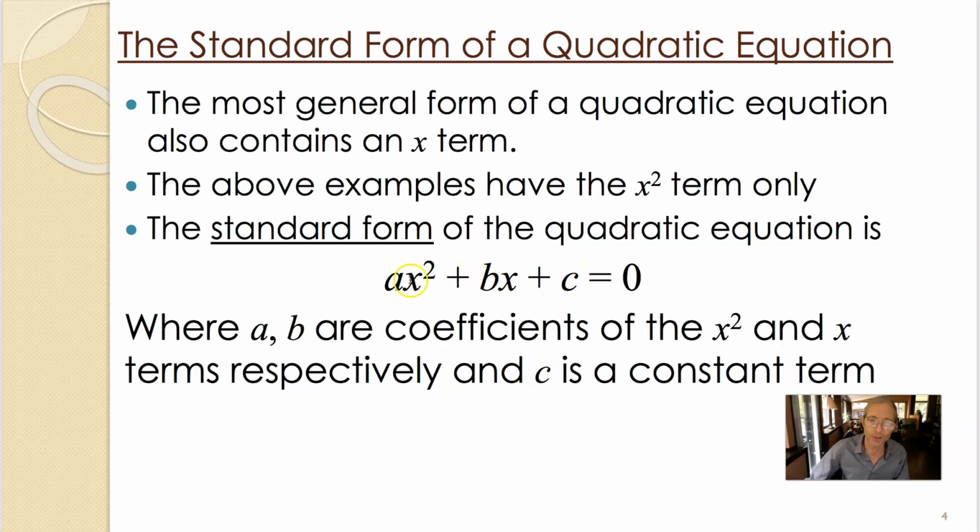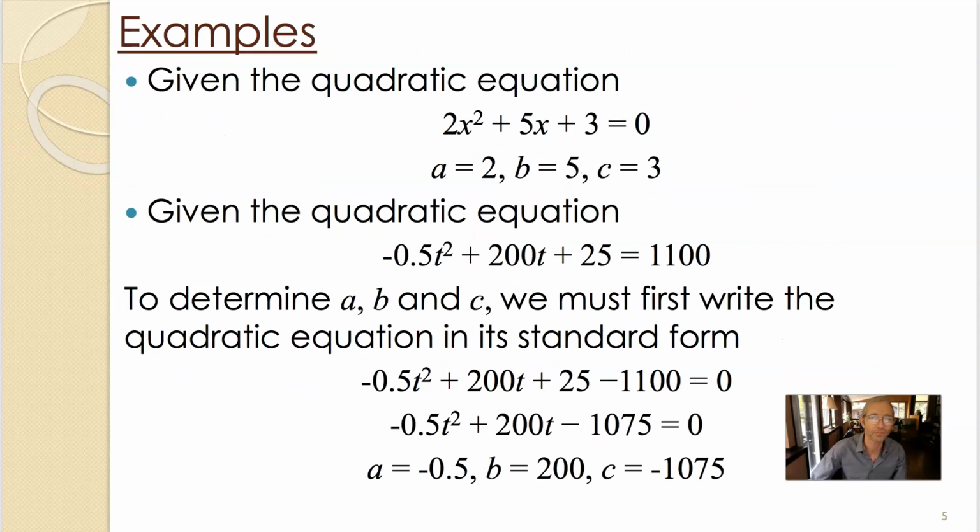So we have all the terms on the left side of the equation, including the constant term, and the right side equals 0. So we say it's ax squared plus bx plus c equals 0. A and b are the coefficients of x squared and x respectively, and c is a constant term. So just looking at some examples, first example here written in standard form already, we can see a equals 2, b equals 5, c equals 3.